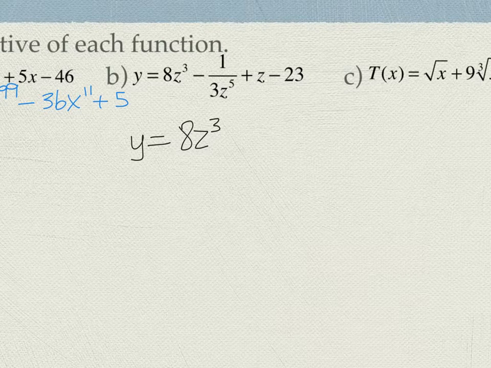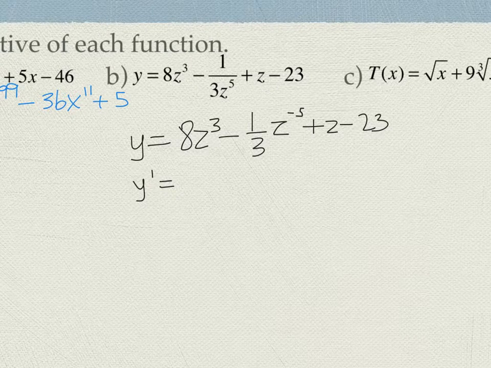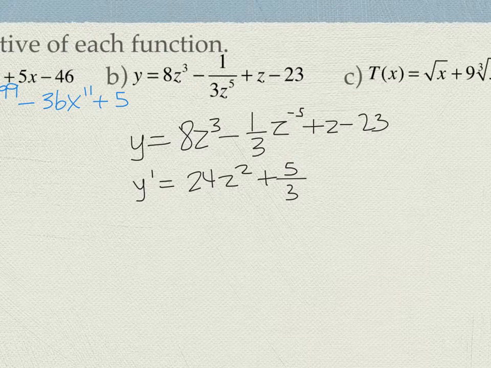So keep the 1/3. But if you have an exponent that's down in the denominator, all you do is you bring the variable up and you make it negative. Okay, so we're on the right track. Now everything else can stay the same. So y prime, if I'm taking y prime, that's 8 times 3 is 24 z squared. Now here I'd bring the negative 5 down, so it's going to become positive 5/3, because 5 times a third is 5/3.